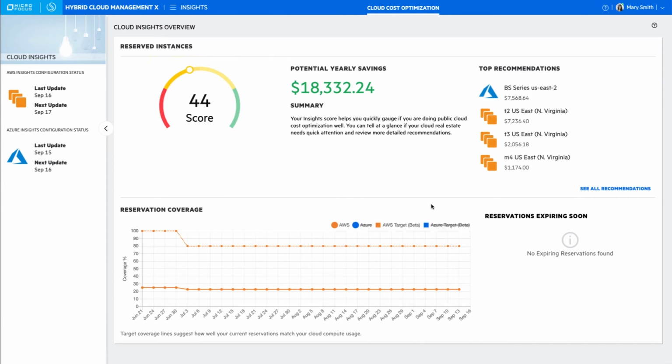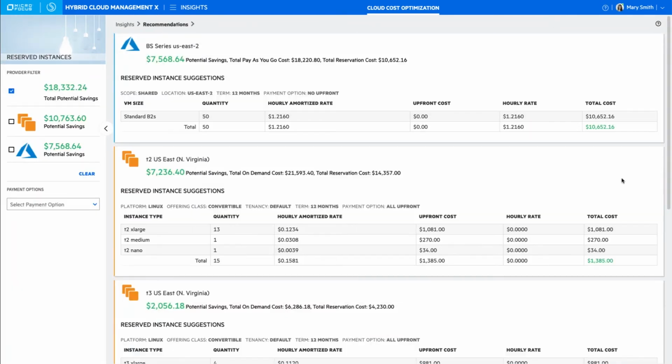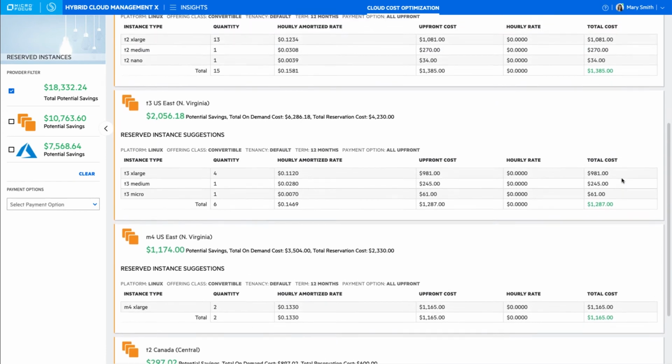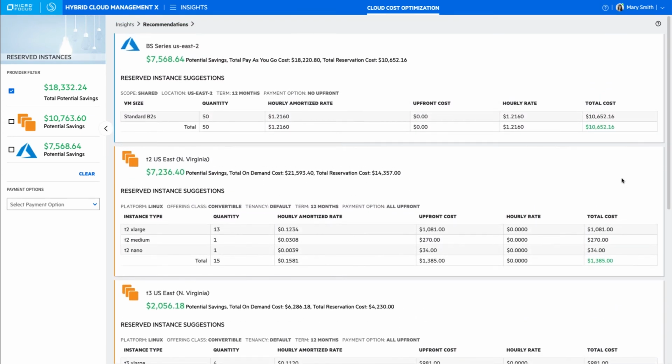Now, you can fix your score by bringing the bottom line as close as possible to the top line. But how do you do that? Well, very simple, by following our instructions. Simply click on See All Recommendations, and you get an overview of all reservation purchases that make sense for your environment, sorted in order of highest return. So whatever recommendation sits on top, that's the one you should start with. And as you work your way through the recommendations over time, your actual coverage will match your coverable estate, providing you maximum savings with reservations.